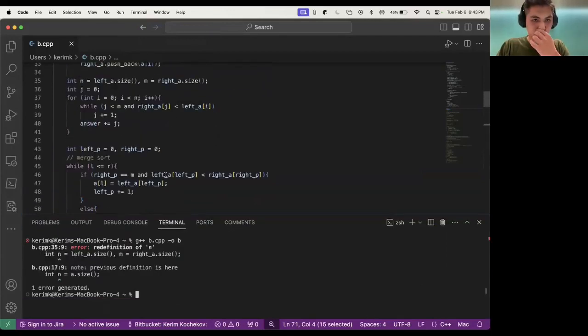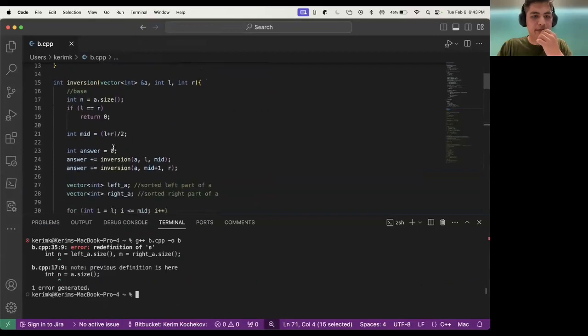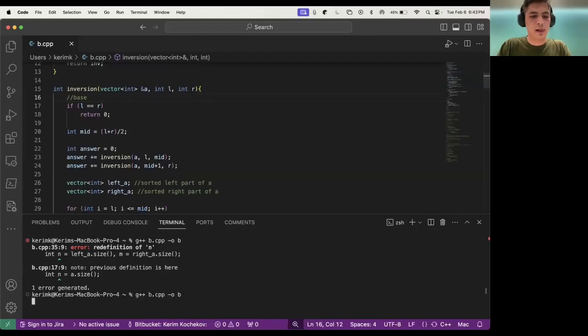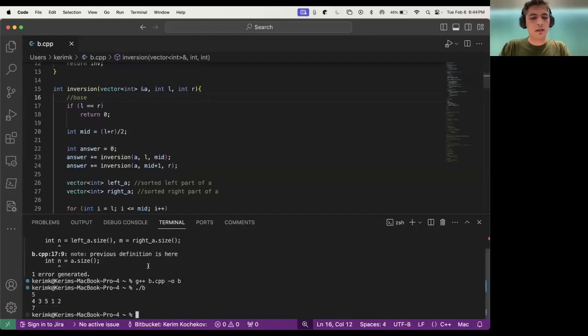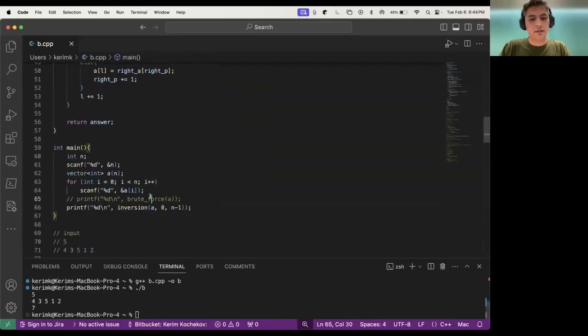Error. It says N and M problem. So we don't use this N here. Yeah, we just count the number of inversions correctly. And even we print the brute force solution and our solution output, we should see the same answer.